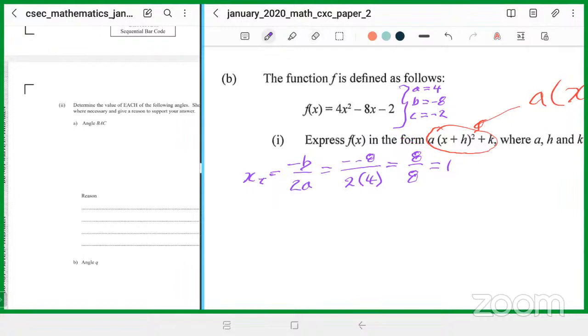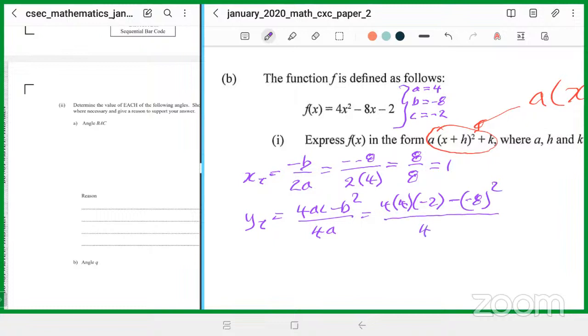So we can find it using the formula, which is yt equals (4ac minus b squared) divided by 4a, which will be 4 times a, and the a is 4, times c, and the c is -2, minus the b squared. So we're subtracting -8 squared, all divided by 4 times a, and the a is 4. I just need to simplify that down.